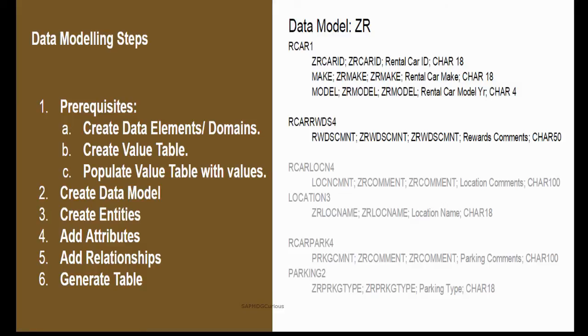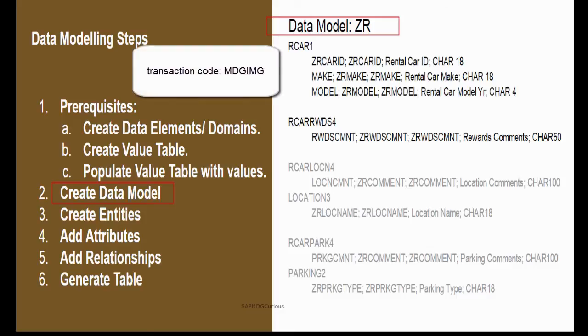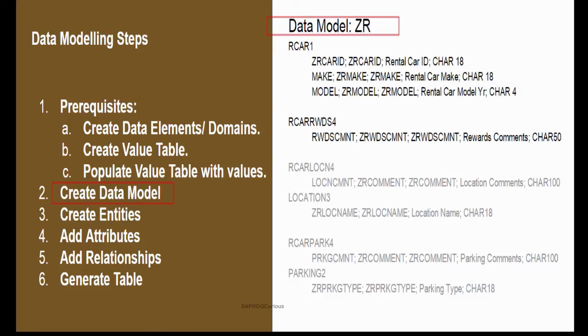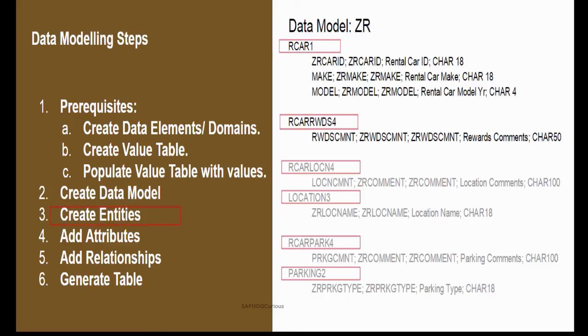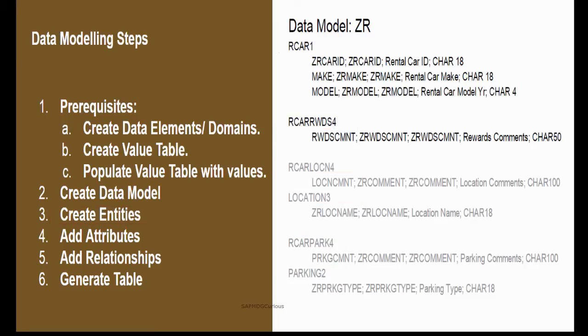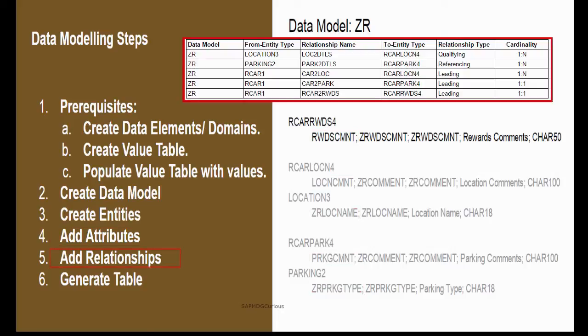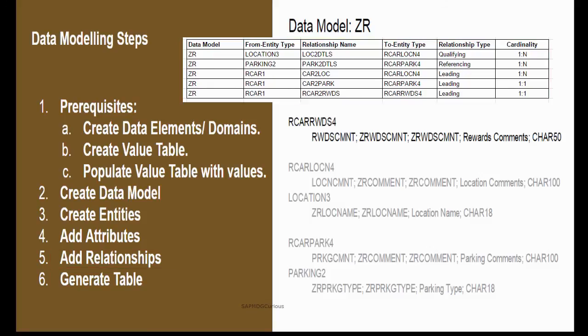Now, with the prerequisites in place, the rest of the steps are executed within the customizing transaction MDG IMG. Create the data model ZR. Then we create the entities for the data model. Then for each entity, create the corresponding attributes. Next, define relationships between the entities. This will complete data modeling.